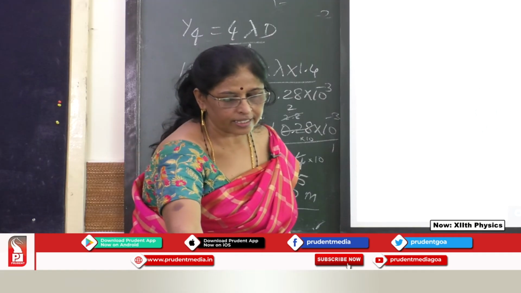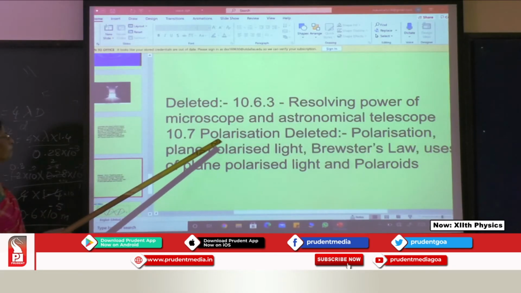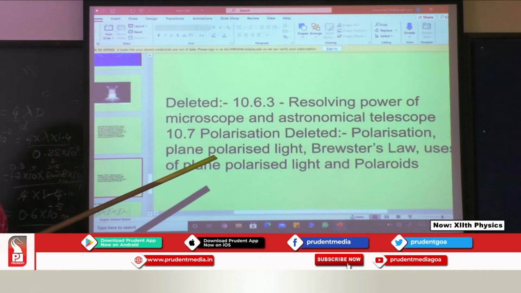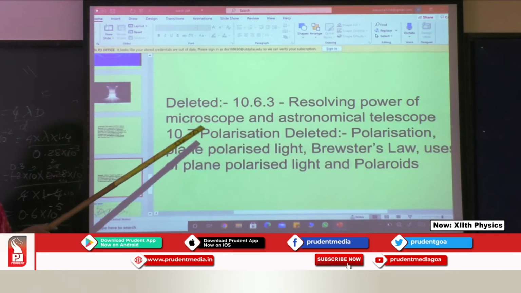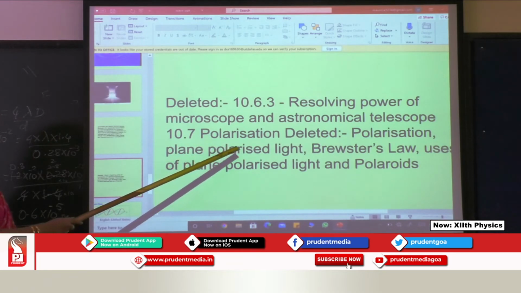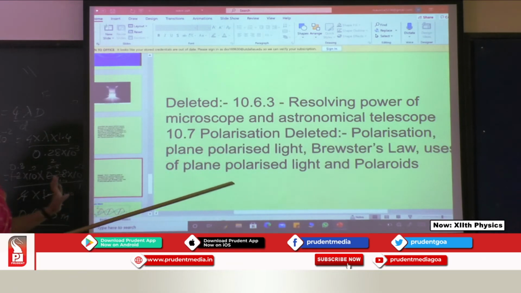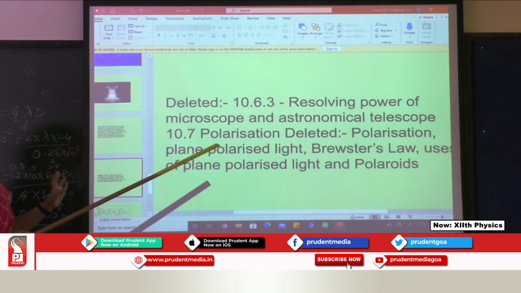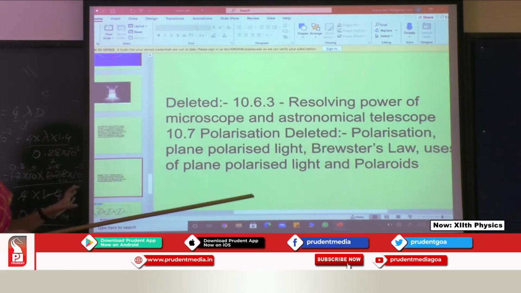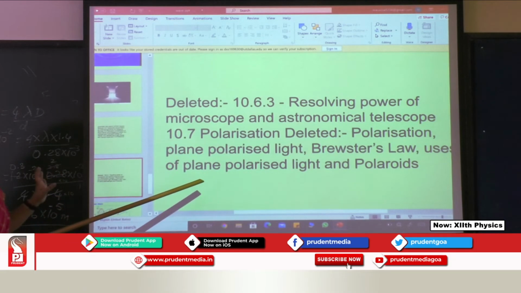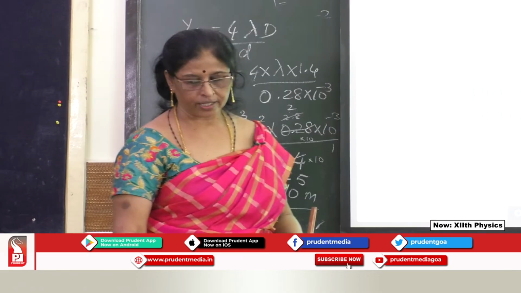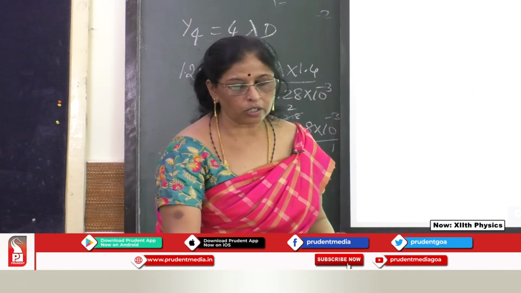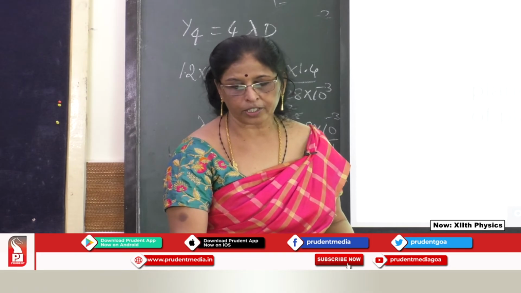What is deleted is this. Resolving power of microscope is deleted. Astronomical telescope resolving power is deleted. Polarization is completely deleted as a topic. Plane polarized light, Brewster's law, uses of Polaroids and polarized light and Polaroids. Okay, so only one small topic we have, but that will finish.